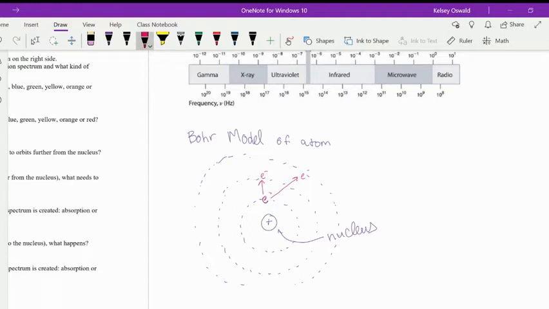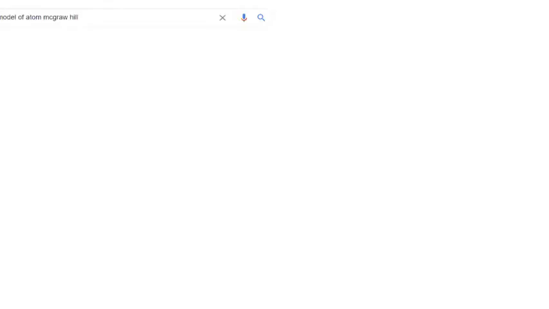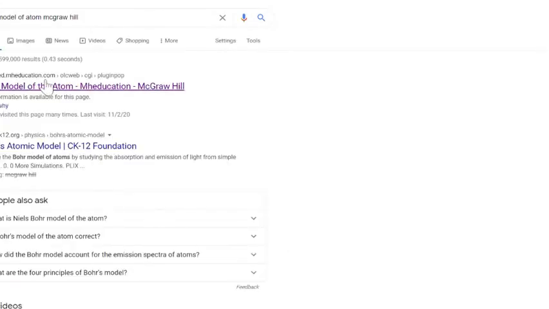This is going to be what we investigate today. That is found in your personal homework folder in one. Okay. To find the simulation itself, we are just going to Google Bohr model of atom McGraw-Hill. Okay. And it's going to be the first link that pops up.